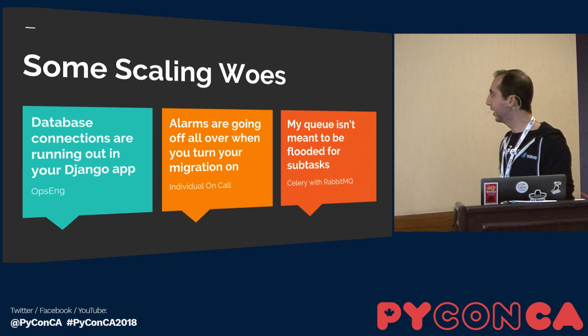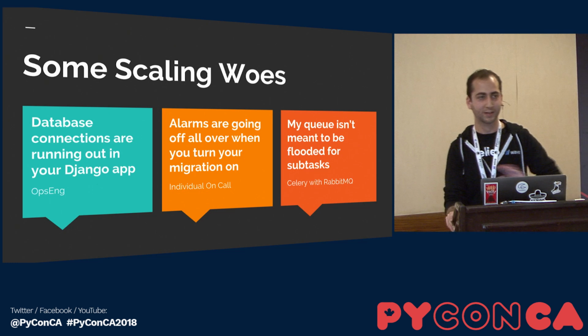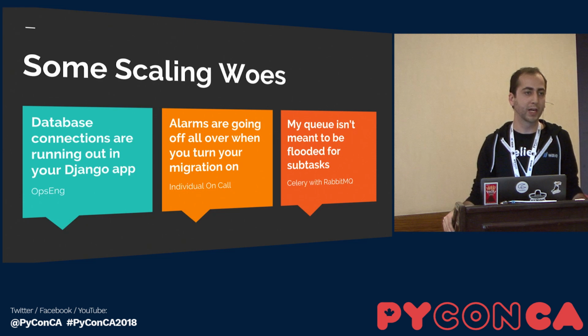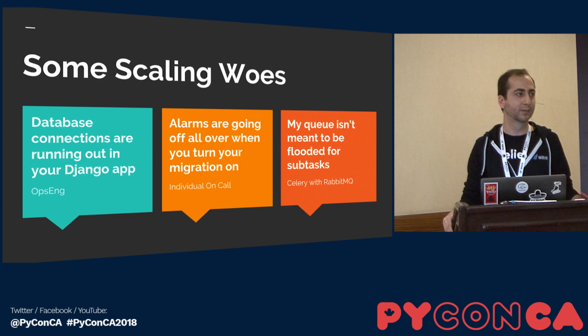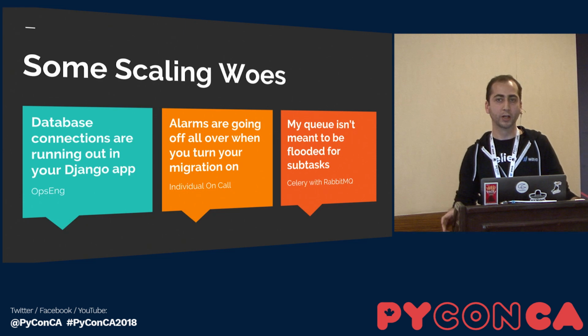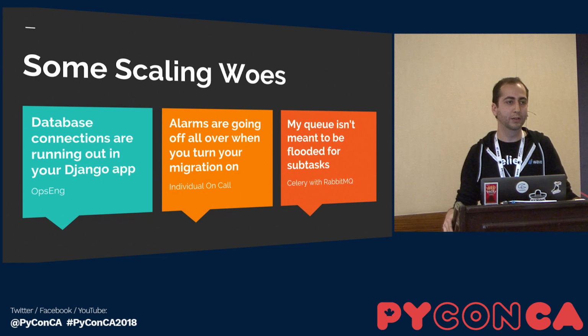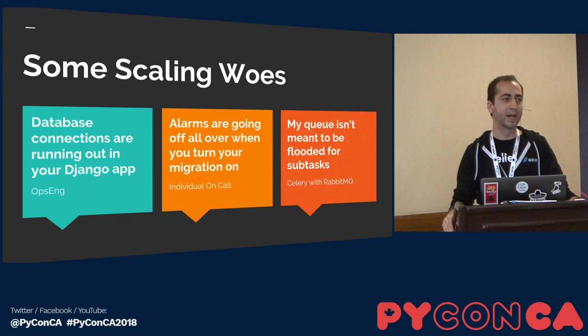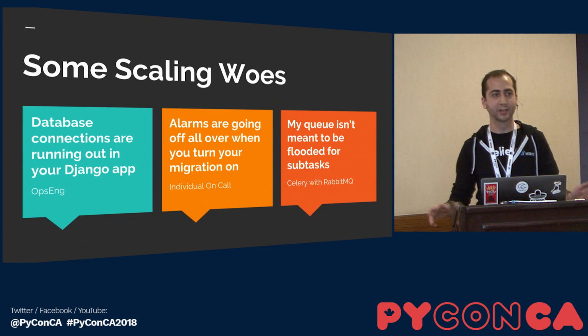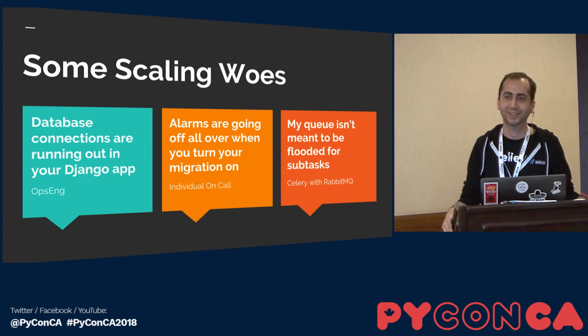And lastly, my queue isn't meant to be flooded with subtasks. With Celery and RabbitMQ, you can't just put 3 million subtasks on. Contrary to my belief as a naive computer science student and how a queue should work, you can't just keep putting things on a queue. Machines have limits, and they don't behave the same way when you exceed those limits.